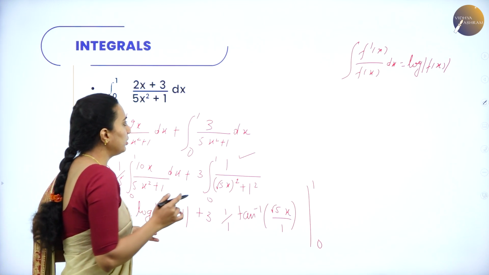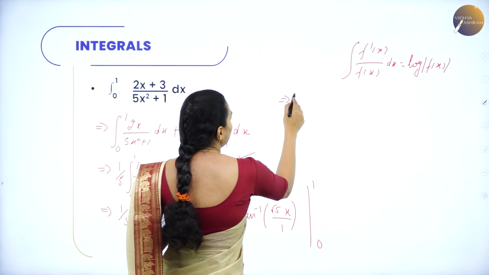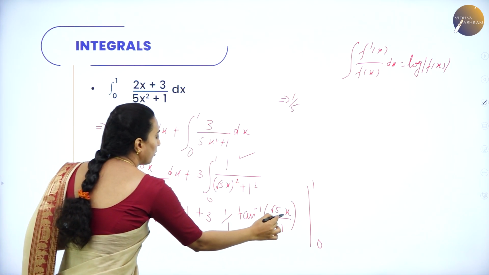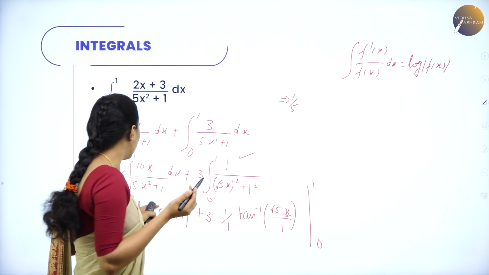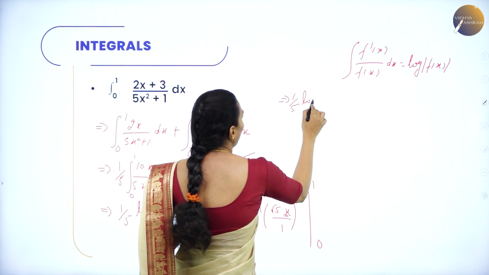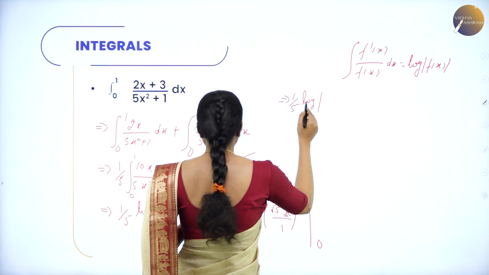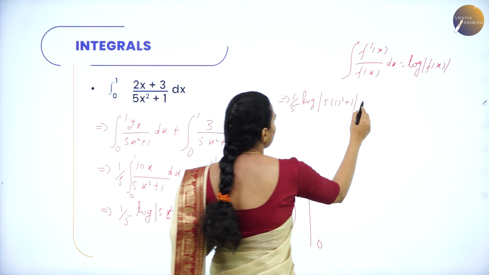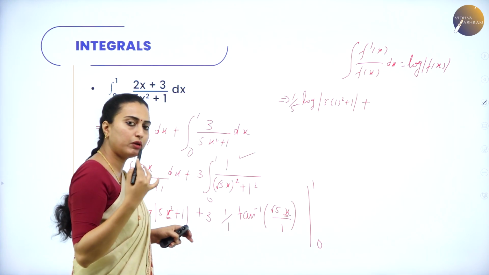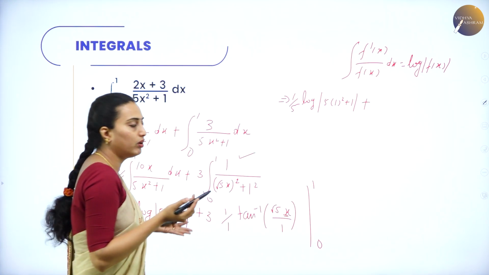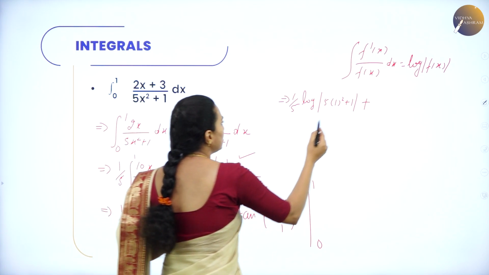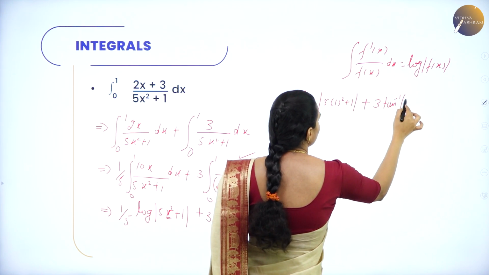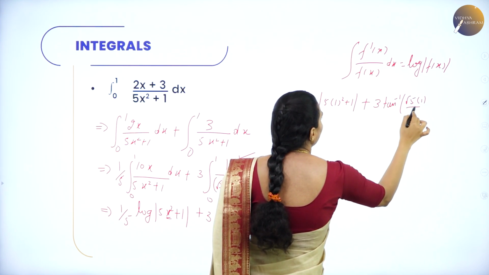If you apply the limit, first apply the upper limit: 1 by 5 into, the upper limit is 1, so wherever x is there, you substitute it as 1. So therefore 1 by 5 into log of modulus of 5 into 1 squared plus 1, plus 3 into, see, 1 by 1 is nothing but 1 only, 3 into 1 is 3 only. So therefore you can have plus 3 into tan inverse of root 5 into 1, so root 5 into 1 divided by 1.